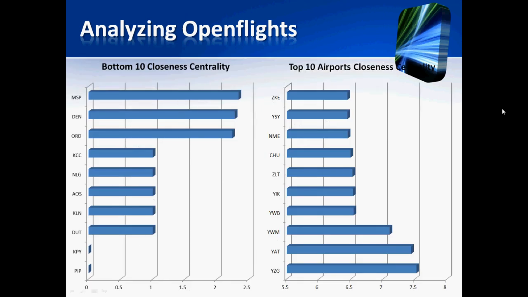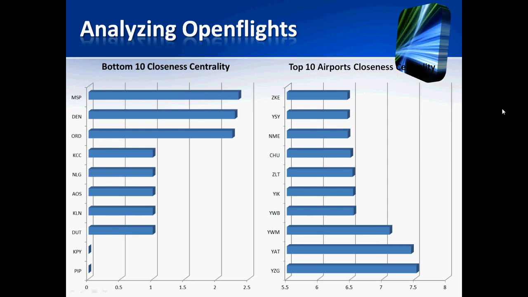How about closeness centrality? You know, which of these have the shortest distance to the other nodes? Something I thought was interesting was that some of the larger airports, we got Denver in there, Chicago O'Hare, MSP, I can't remember what that one is, but they were in the bottom 10. Really high degree nodes, but not the closest to the other nodes in the system.